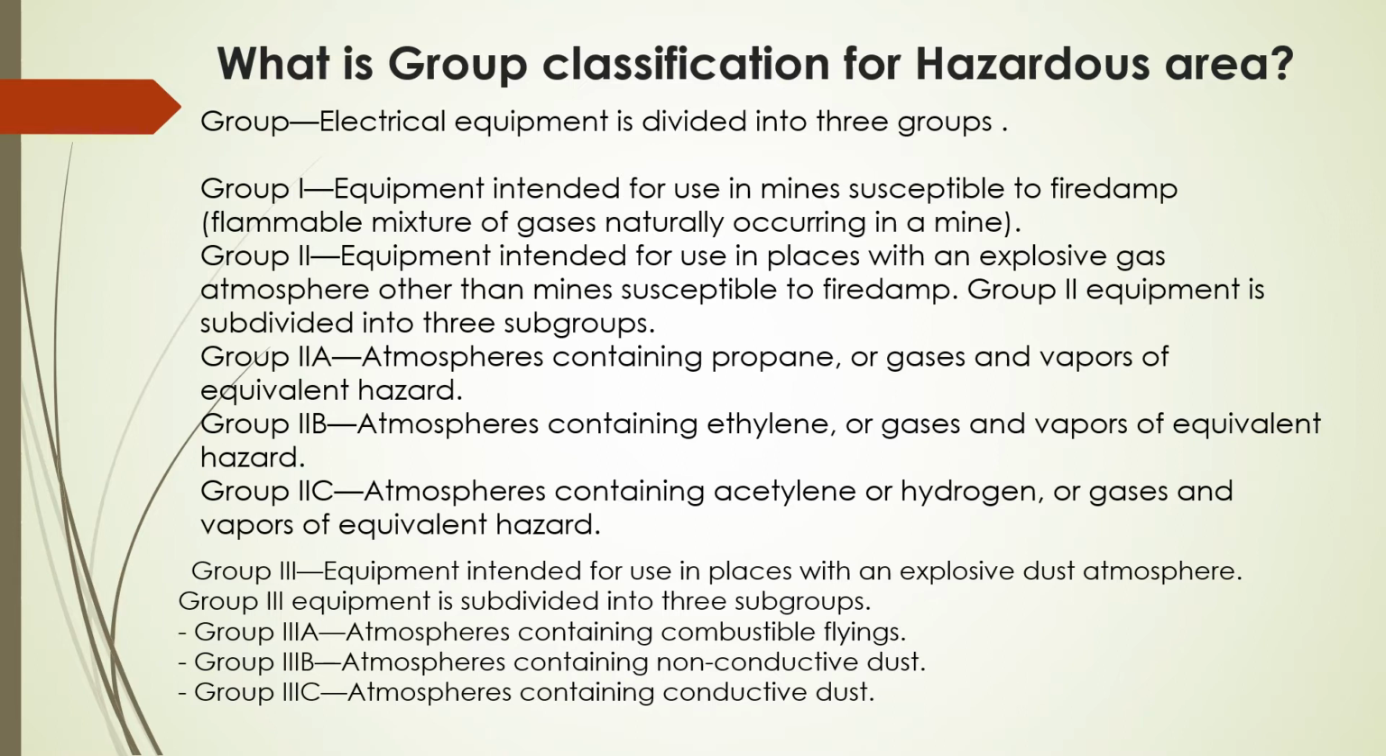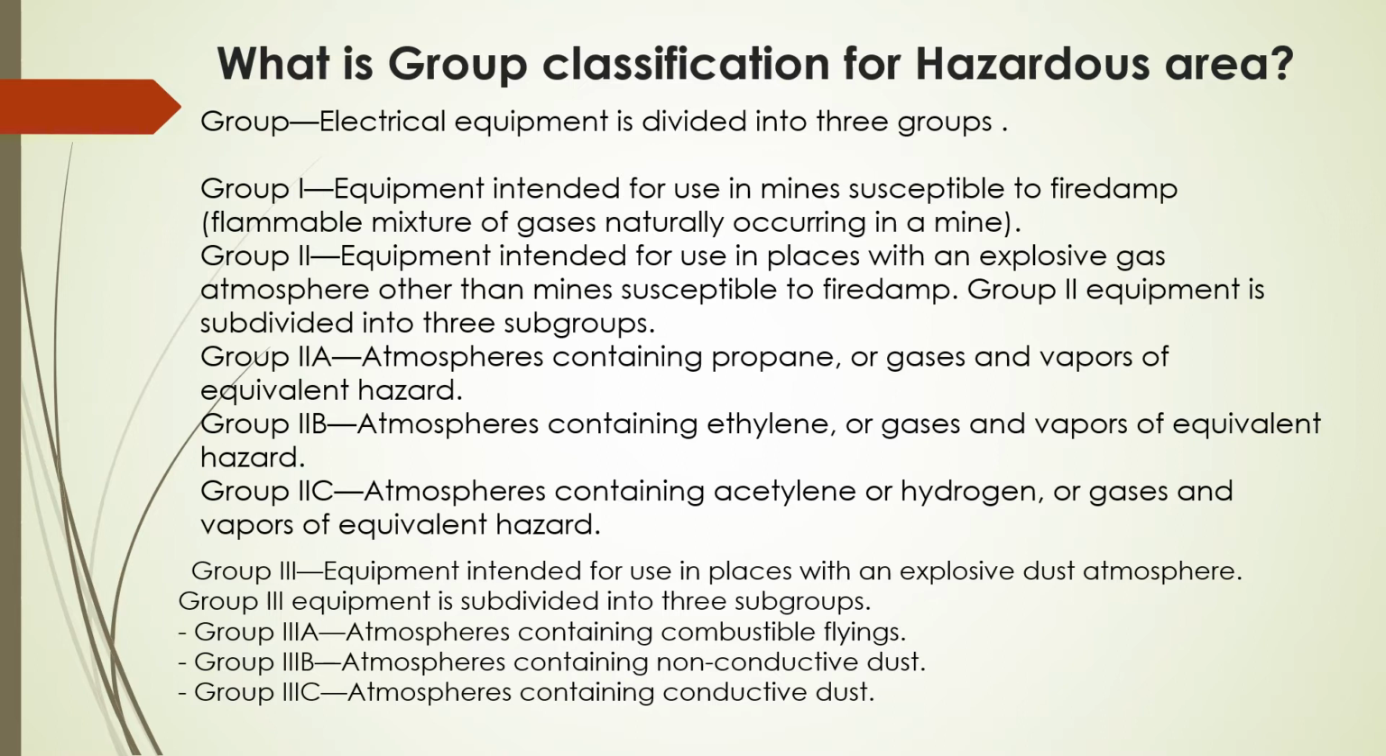Group 2 equipment is subdivided into three categories. Group 2A, atmosphere containing propane or gases and vapors of equivalent hazard. Group 2B, atmosphere containing ethylene or gases and vapors of equivalent hazard. Group 2C, atmosphere containing acetylene or hydrogen or gases in vapors of equivalent hazard.